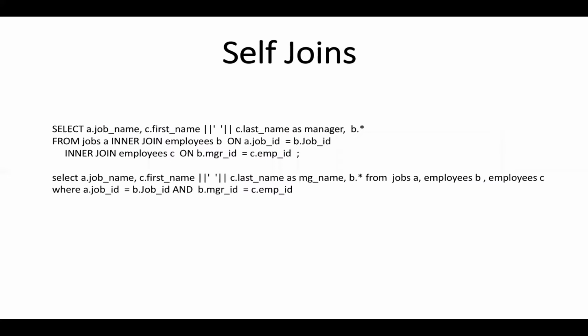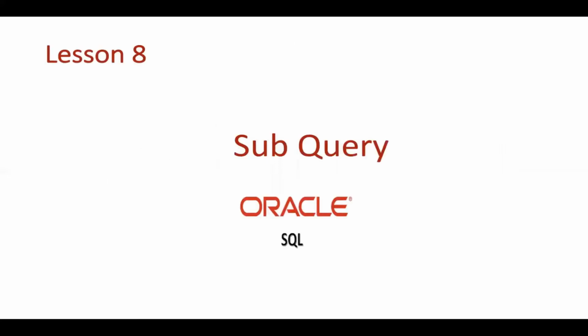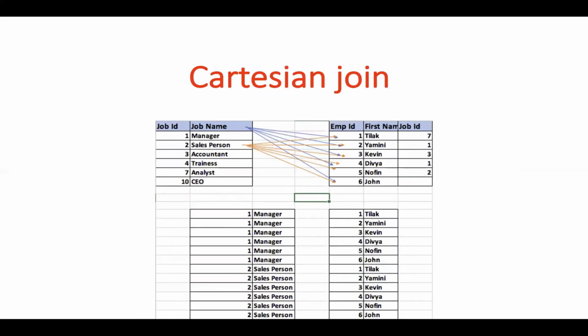Now, okay. Today, what we are going to see is a subquery. Before that, I want to show something called Cartesian join. Okay, this is not an accepted join, but still I want you to understand what a Cartesian join is. Now, what is happening? You are connecting two tables without any condition. For example, you are telling, I want the employee's job name, I want all the employee information. I'm just connecting two tables.